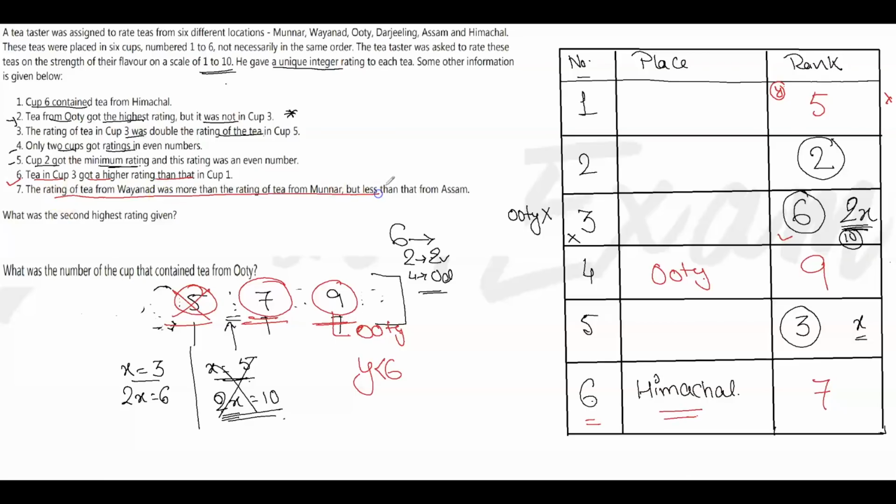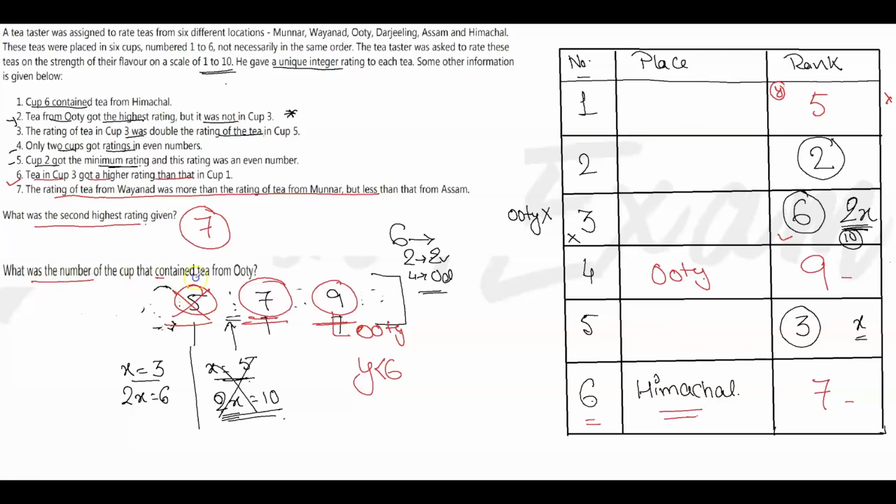point number 7. This point would come into picture depending upon the nature of questions. Let's move into the questions and see what do we have. What was the second highest rating given? Now the highest rating was 9, the second highest was 7. So the answer for this question is equal to 7.